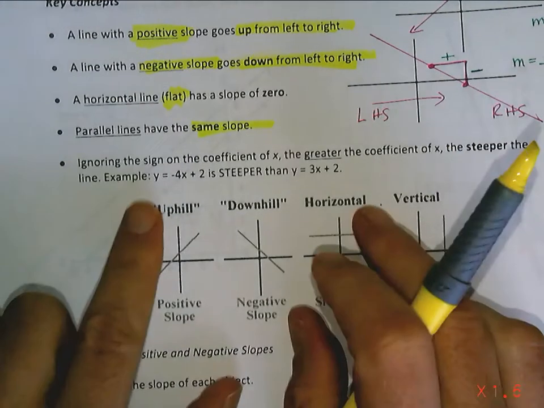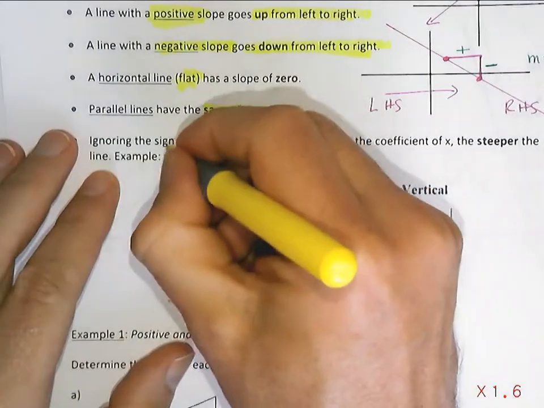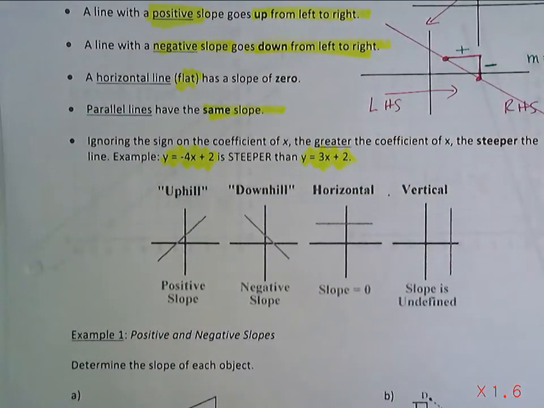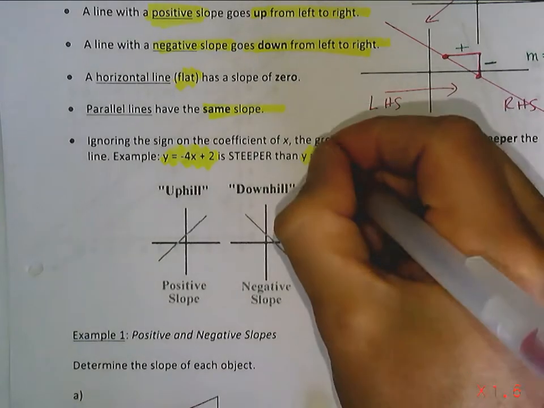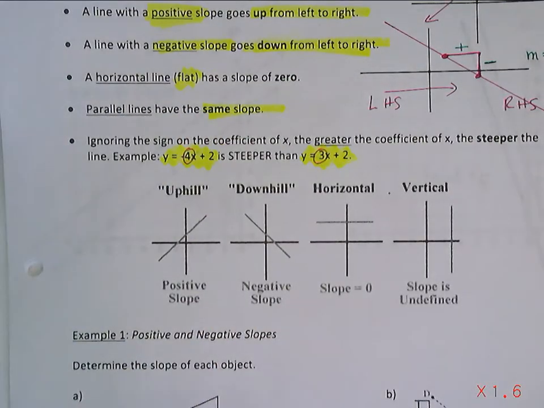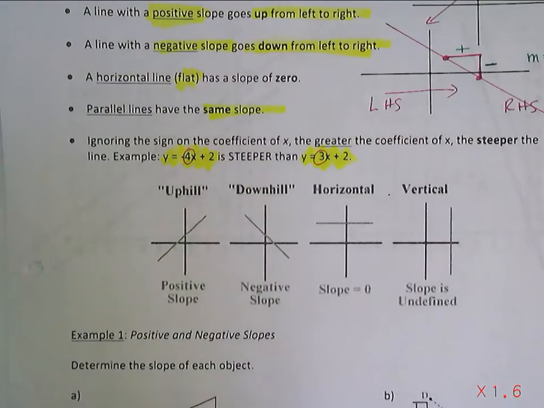So when you look at these two lines, and someone says which one is steeper, what we do is we forget about the sign, because that doesn't tell us anything about steepness, positive or negative. That tells us if it goes up or down. What we look at is this number. The larger the number, the steeper it is. Okay? So the larger the slope, the steeper it's going to be.